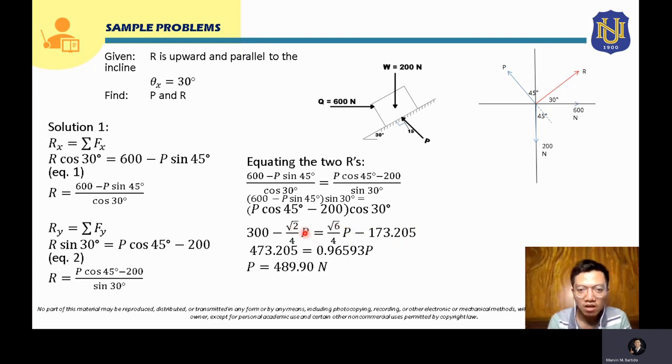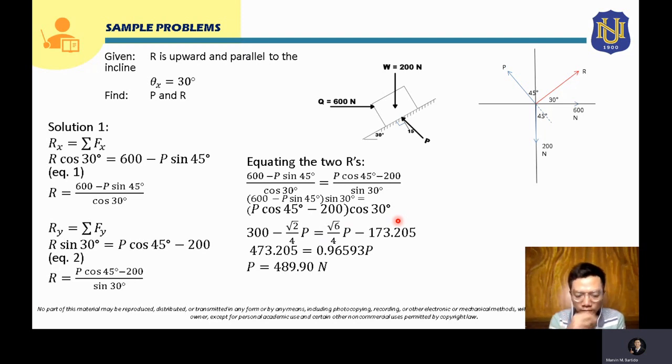Let's combine the two p's. Okay, so let's transpose this to the other side and transpose this constant to the other side. So it will become 300 plus 173.205, and that will be 473.205. Now, for your p, let's transpose it to the other side. This will become square root of 6 over 4 p plus square root of 2 over 4 p. So input that to your calculator, that will be square root of 6 over 4 plus square root of 2 over 4.